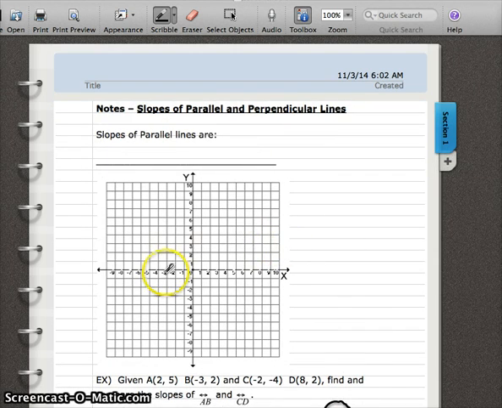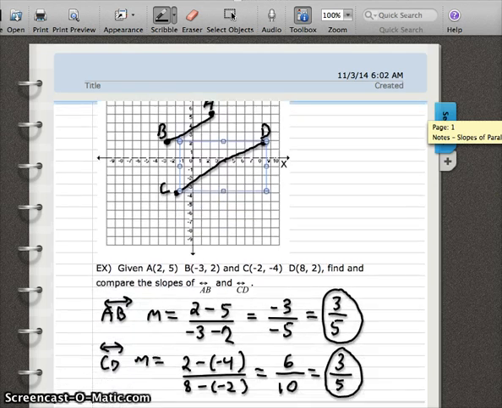Let's plot these points and try and get a visual. There's point A and point B. Here's point C and point D. Kind of connect those lines if you can, as straight as possible. If I could draw my lines a little better, we could actually prove that line AB and line CD are parallel. But really what makes them parallel is the fact that their slopes are equal.